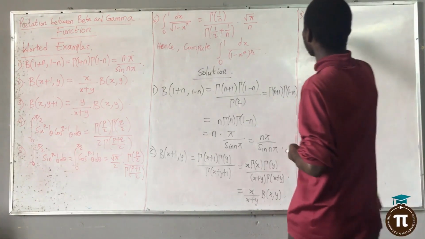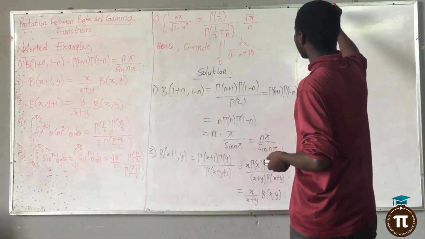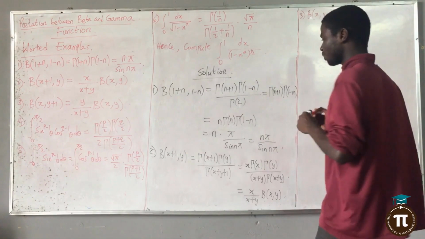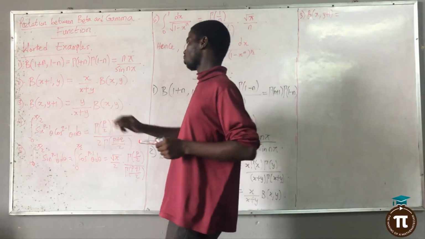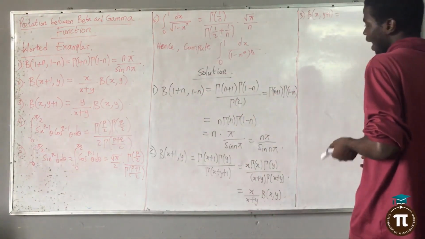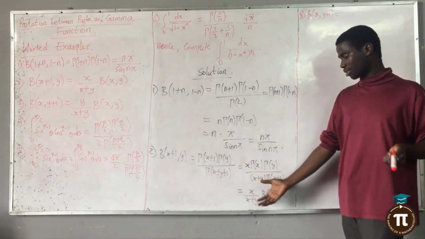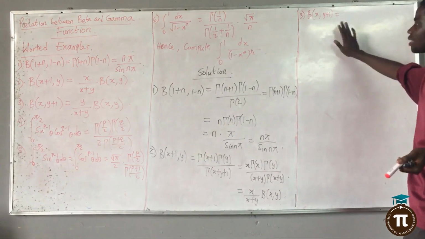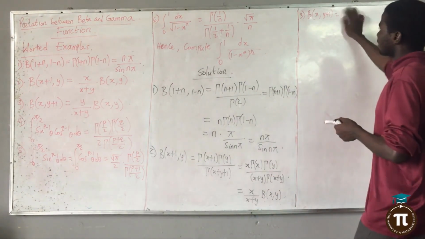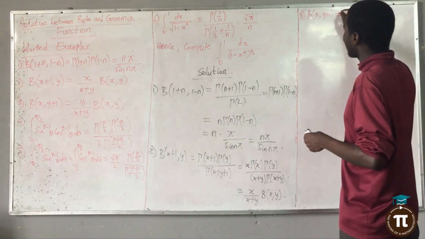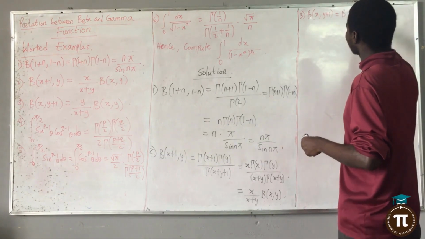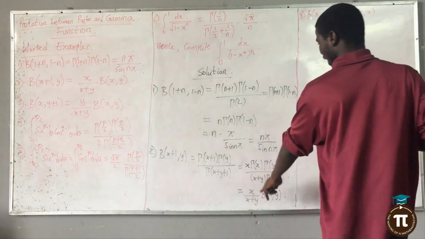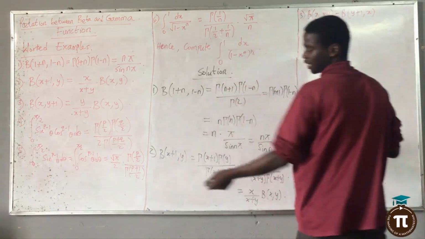Number 3, I have beta of s comma y plus 1. I want to prove that it's equal to this. I can use the way I solve for 2. I can solve similarly for 3, or I can say this one, by symmetric property, is also equal to y plus 1 comma s. Then I just use the result I have in 2 straight up.